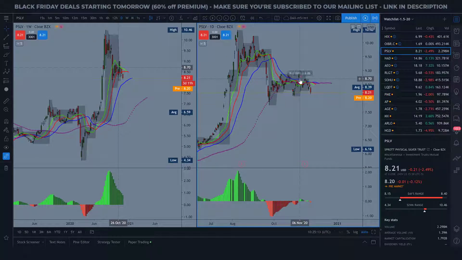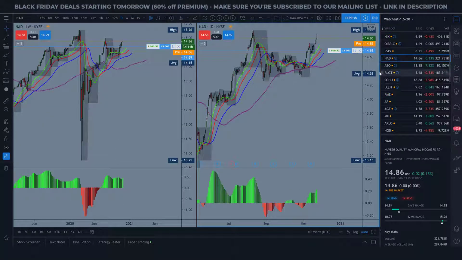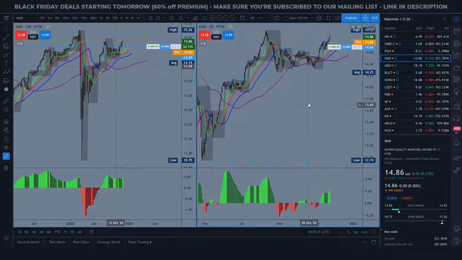This one we had an entry here and an exit straight away next day because it gapped below and it went down. So entry is what? 885. Exit is 845. Bang. So it's very quick when you lose.